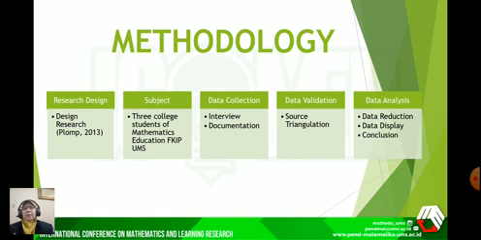Research subject. The research subjects were 3 college students of the Mathematics Education Program, FKIP UMS. The data collection techniques are interview and documentation. The data validation uses source triangulation, and the data analysis uses the flow method, which consists of data reduction, data display, and conclusion.